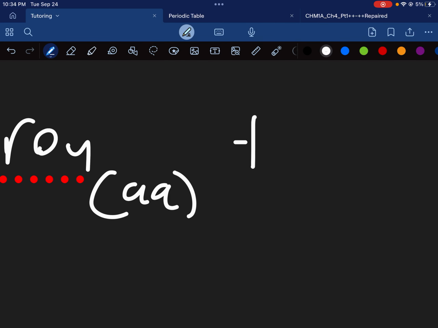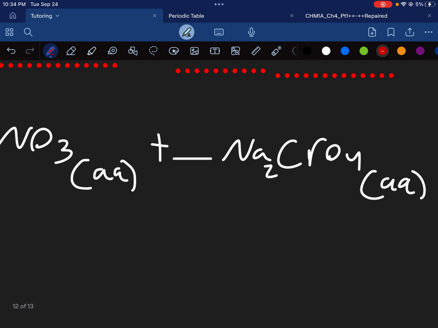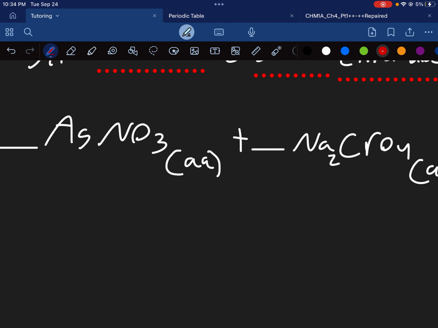Now it's on to our products. How do we write our products? Well, here's what we do. What I mainly do, how I solve these problems, is I look at whatever was soluble. So we know nitrate and sodium are soluble. But why do they mix? That's because they're trying to make a new ionic compound. We know sodium is a cation, and we know nitrate is an anion. So we're gonna put sodium and nitrate together.